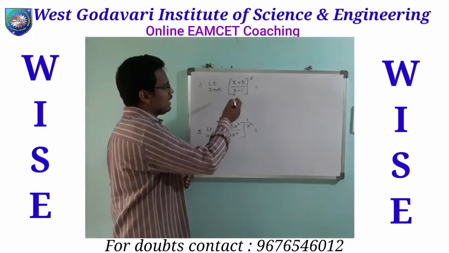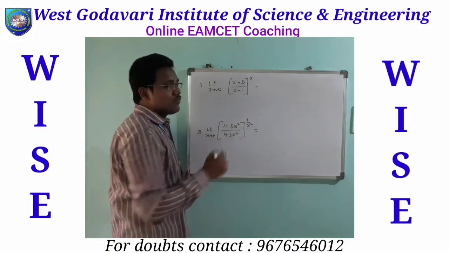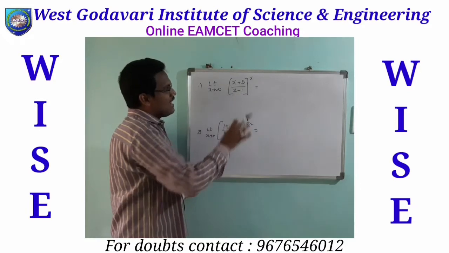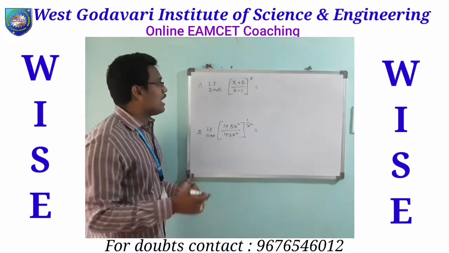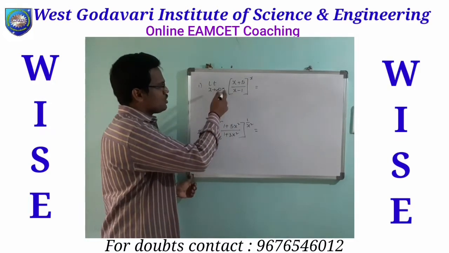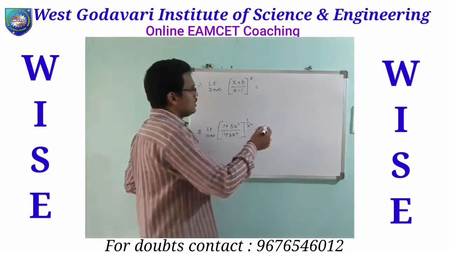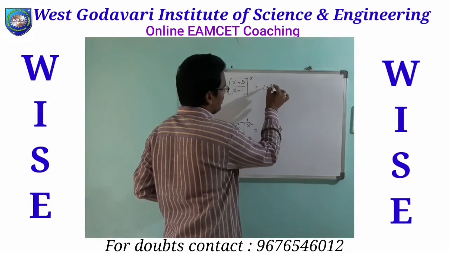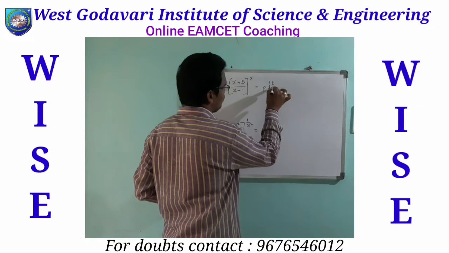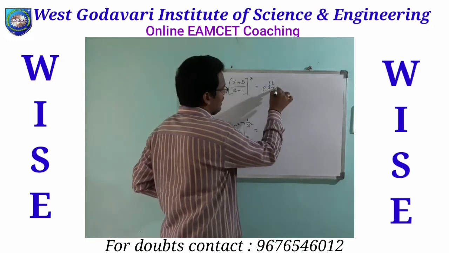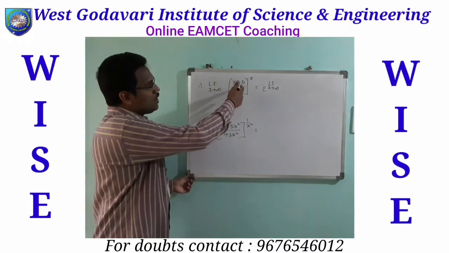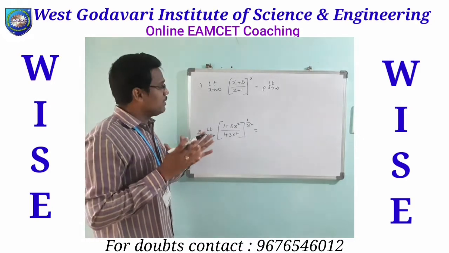Limit x tends to infinity, x plus 5 by x minus 1 whole to the power of x. By comparing with the monkey technique, the tree value is x plus 5 by x minus 1 and the monkey value is x. The formula is e power limit x tends to infinity, since here the limit is infinity. The first point we have to remember is to cut down the tree.